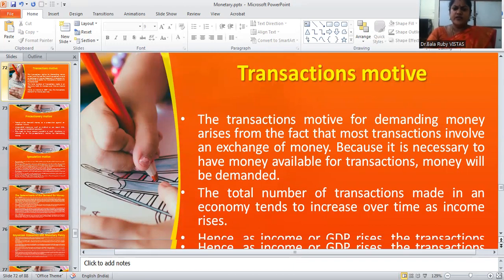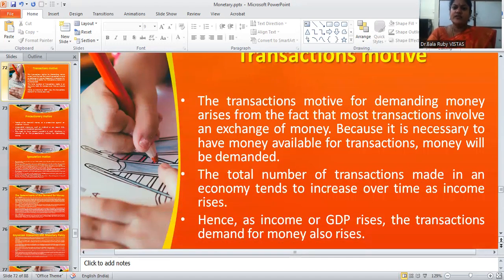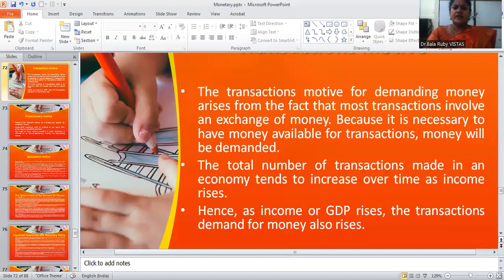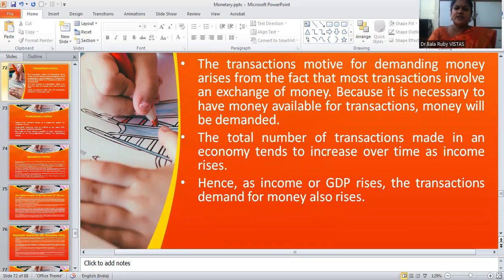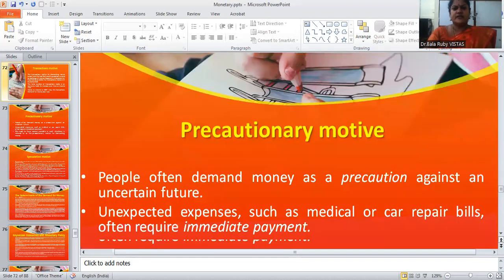See, the transaction motive for demanding money arises from the fact that most transactions involve an exchange of money, because it is necessary to have money available for transactions. Money will be demanded. The total number of transactions made in an economy tends to increase over time as income rises. Hence, as income or GDP rises, the transactions demand for money also rises.